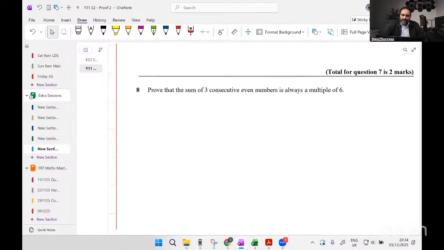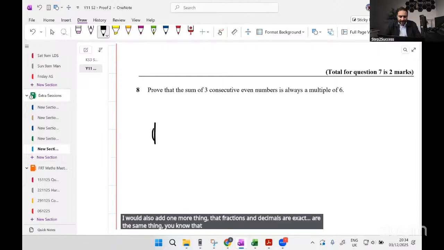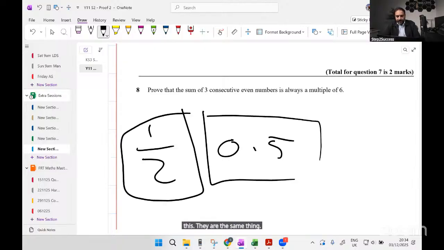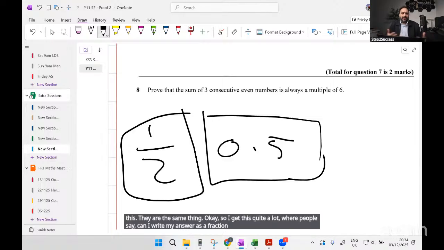Is it right to add a decimal instead of a fraction? Yes. I would also add one more thing, that fractions and decimals are the same thing. You know that, right? So this has the same value as this. They are the same thing. Okay, so I get this quite a lot where people say, "Can I write my answer as a fraction instead of a decimal, or decimal instead of a fraction?"